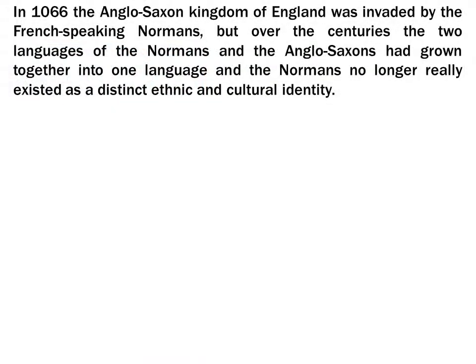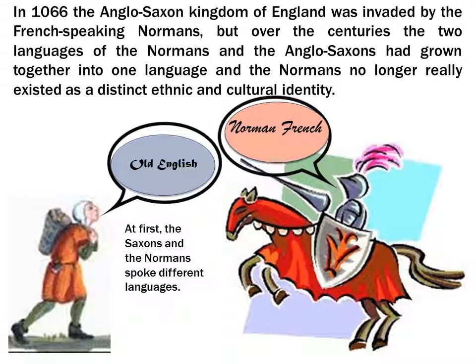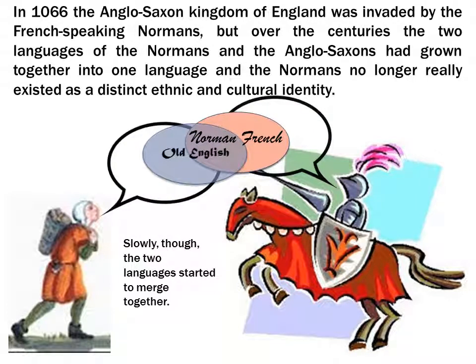And then in 1066, the whole thing was thrown up in the air by the invasion of the Normans. The Normans were French-speaking, the Anglo-Saxons had their own Germanic language, and over the next few hundred years after 1066, the two languages started to grow together, so that by the time we get to the 16th century, we can't really identify the Normans as an ethnic or cultural identity. They've become mixed in. Something like this, with the Saxons and Normans speaking different languages at first, the Saxons speaking Old English and the Norman conquerors speaking Norman French, and then slowly the two languages merging together.